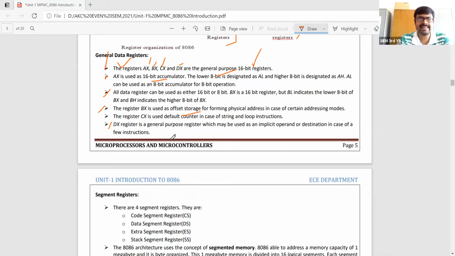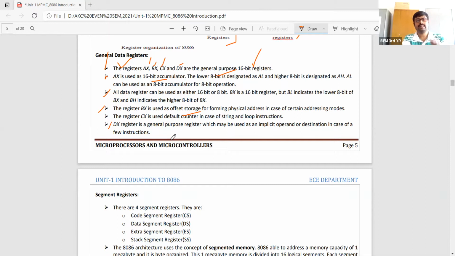Next point, the register CX is used as the default counter in case of string and loop operations. So another register is there, the CX register. This CX is used as the default counter in case of string and loop operations. String and loop are different types of operations.